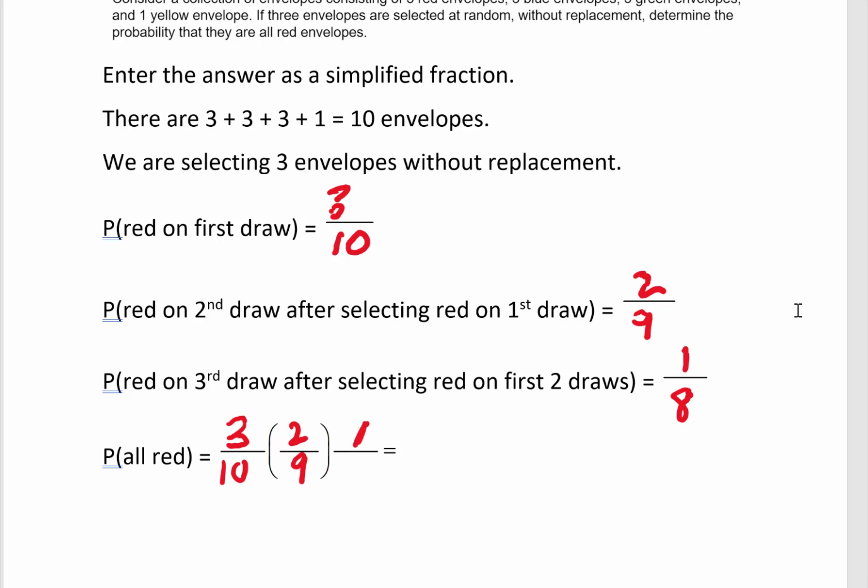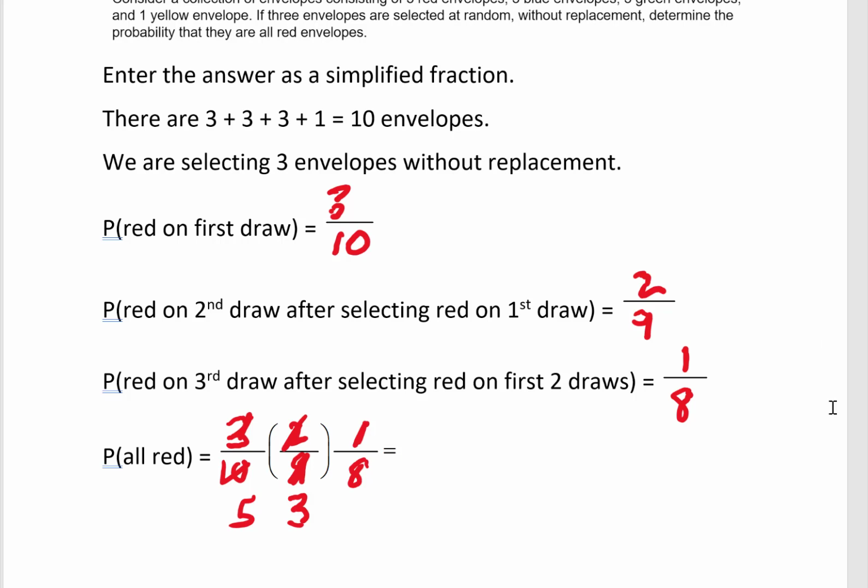times 1 over 8. Now, it's simpler for me to go ahead and try to see if I have some common factors before I multiply because I do want a simplified fraction here. So let's take a look and see what common factors we might have here. So I can see that a 3 will go into 9 3 times, and I see that a 2 can go into 10 5 times.